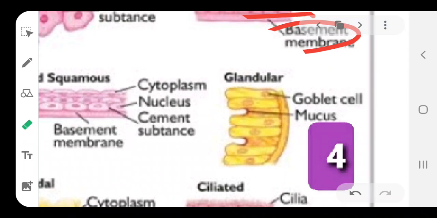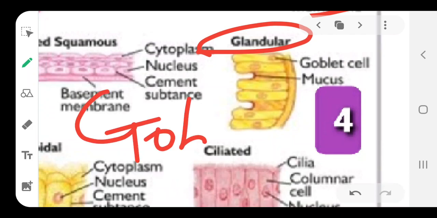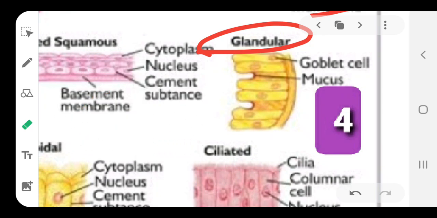Then we have the fourth one, called glandular epithelial tissue. Here they have something called goblet cells. So, write it down, G-O-B-L-E-T, goblet cells, and of course the mucus. These are enough labelings for them.